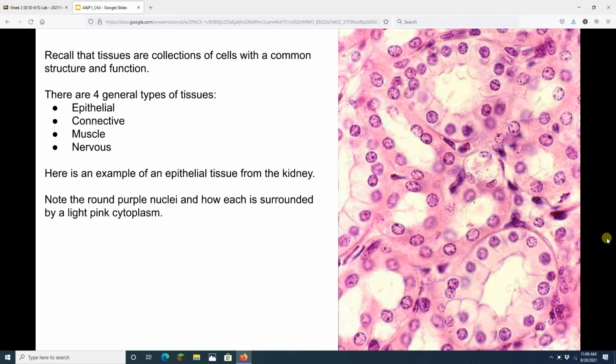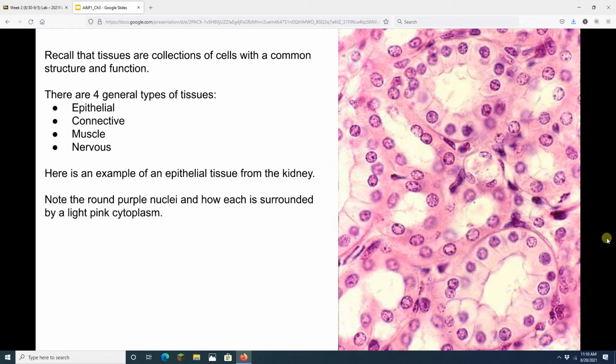Welcome to lab number 2. Lab number 2 is all about histology, okay? We defined histology a while back in the first lecture. Histology, of course, is the study of tissues. And this is what we're doing today. We're going to look at a tissue. The title of today's lab is Epithelial Tissues, Simple and Pseudo-Stratified Epithelia.